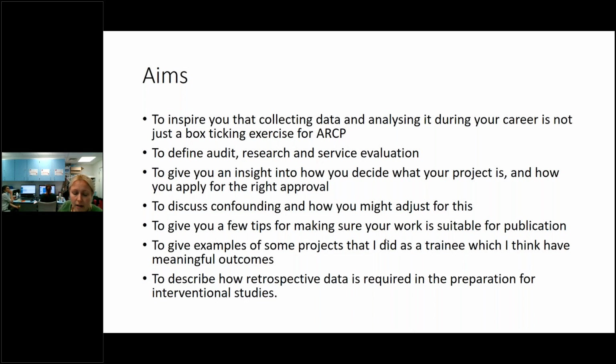And then I'll talk to you about some of the things I did when I was a PEDS trainee, which I think have had meaningful outcomes to me, so I can hopefully show you that it is possible at your level with your post lengths to do something really meaningful.